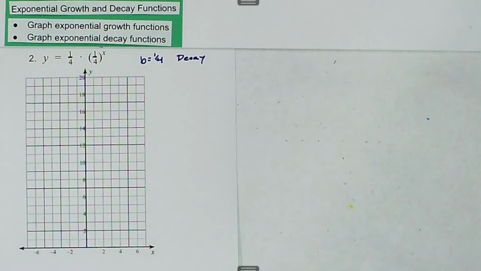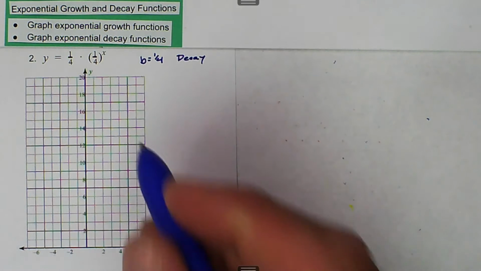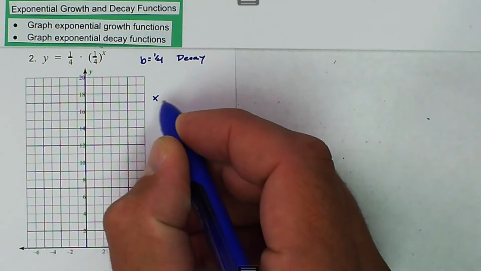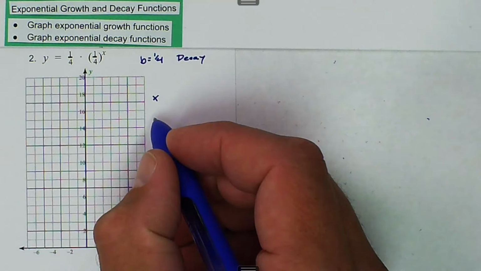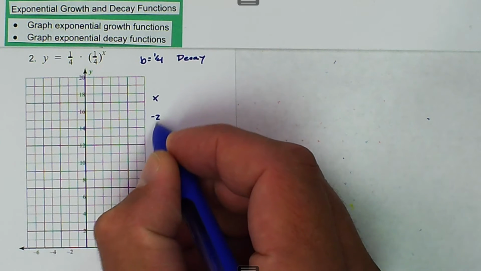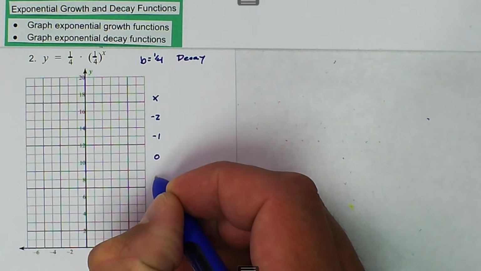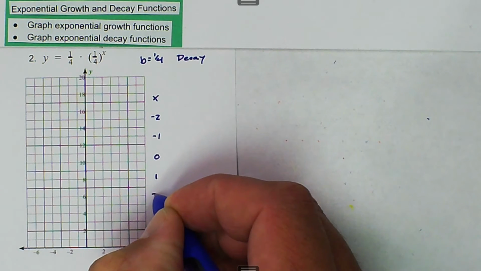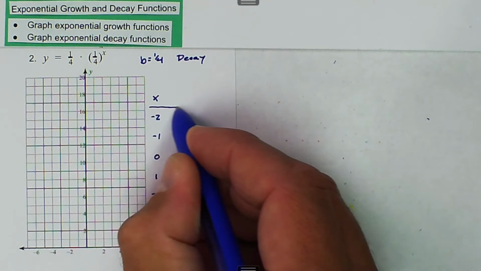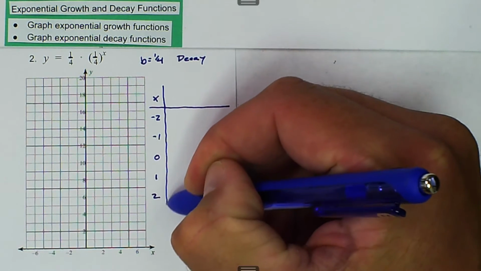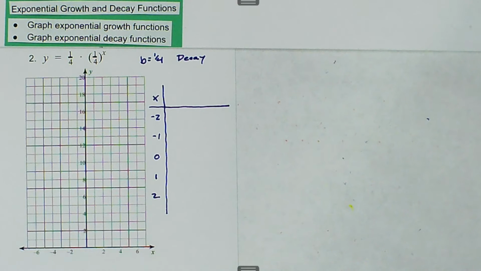In order to graph this, what we want to do is pick some values for x, substitute them in, and then find out where they go on the coordinate plane. So the values that we're going to pick for x are -2, -1, 0, 1, and 2. And that will give us a good idea of what our graph should look like.